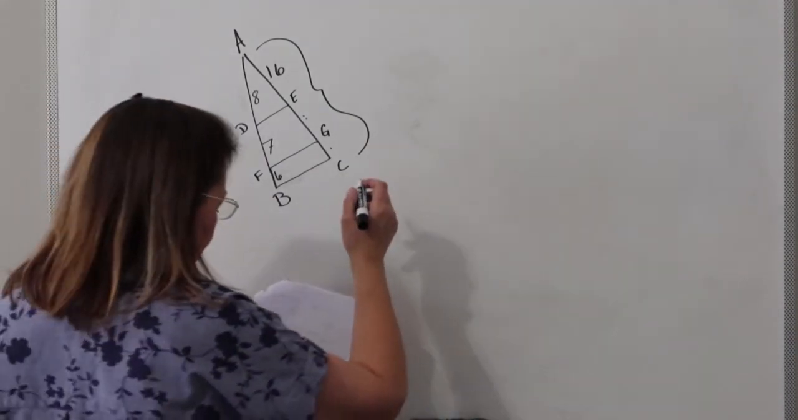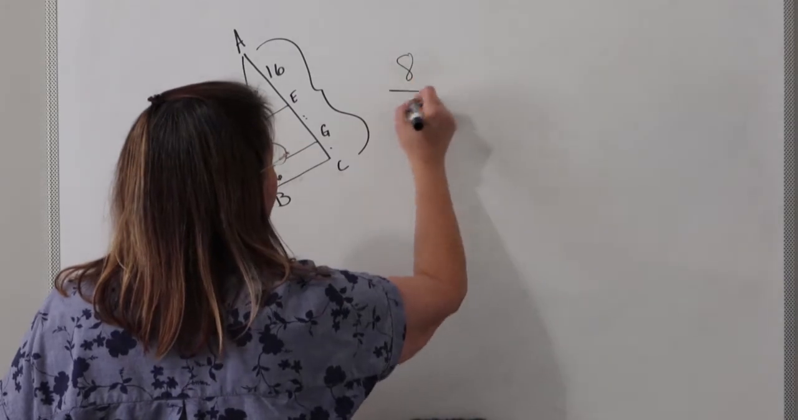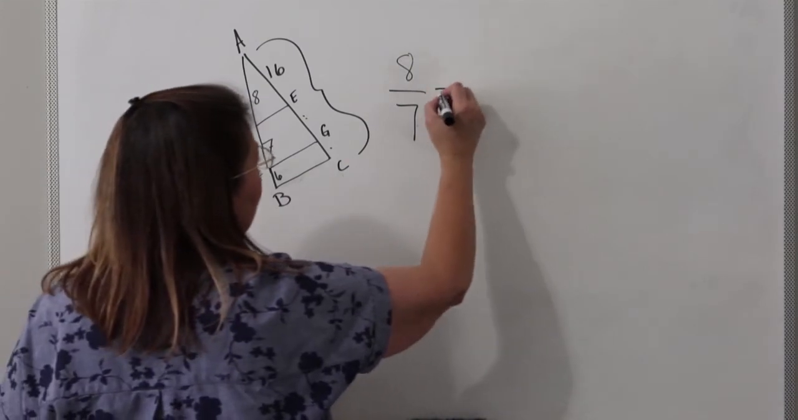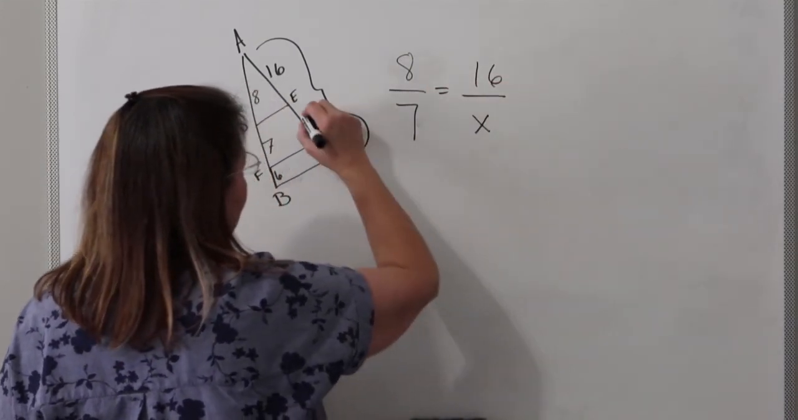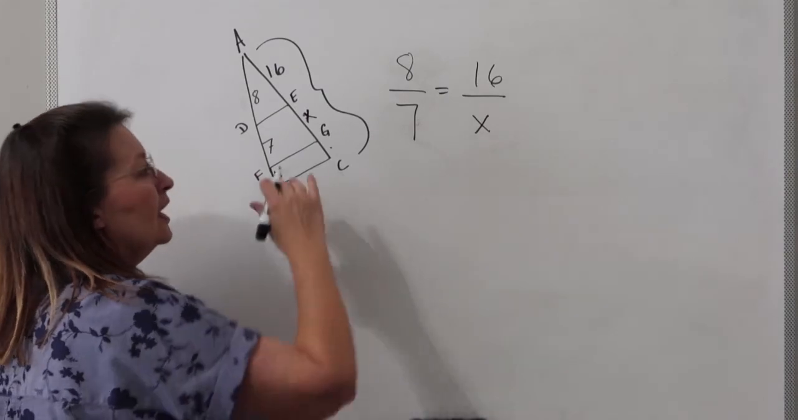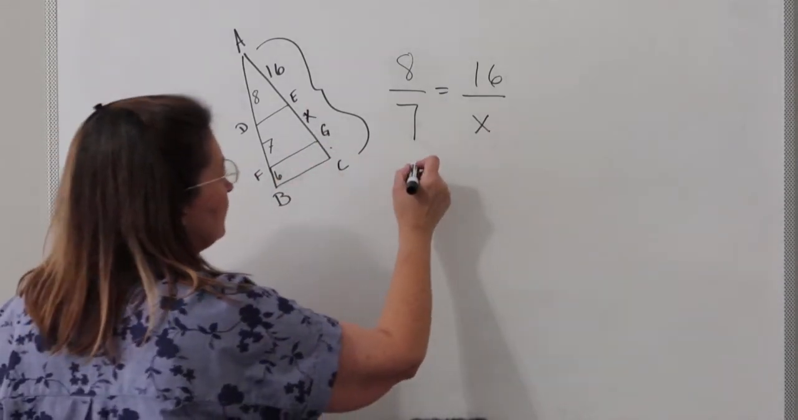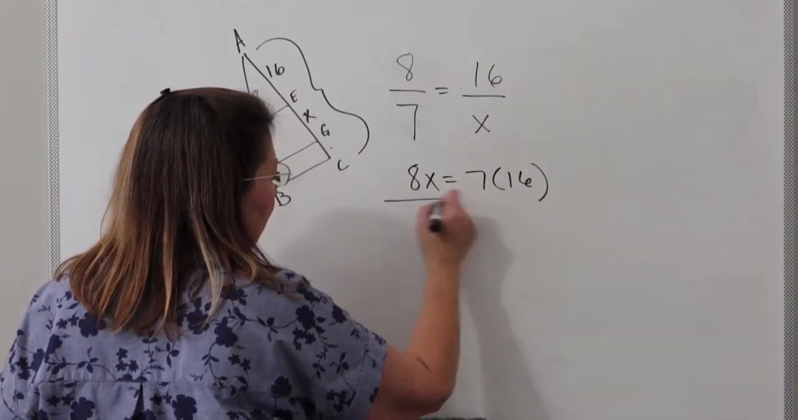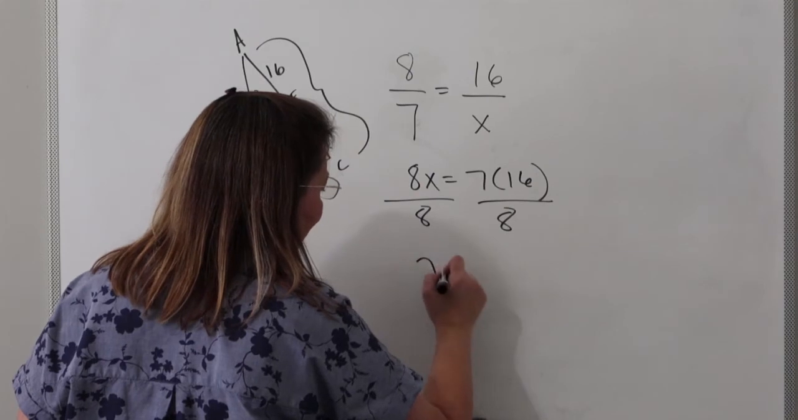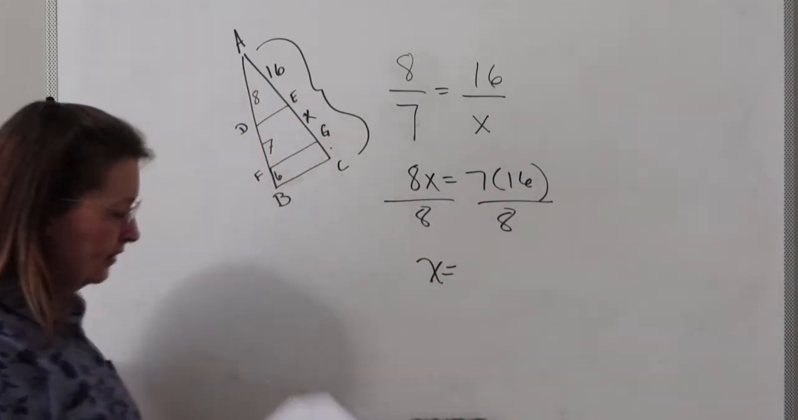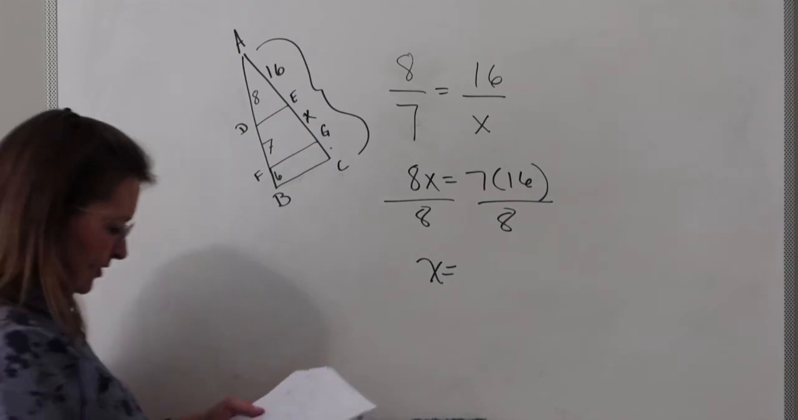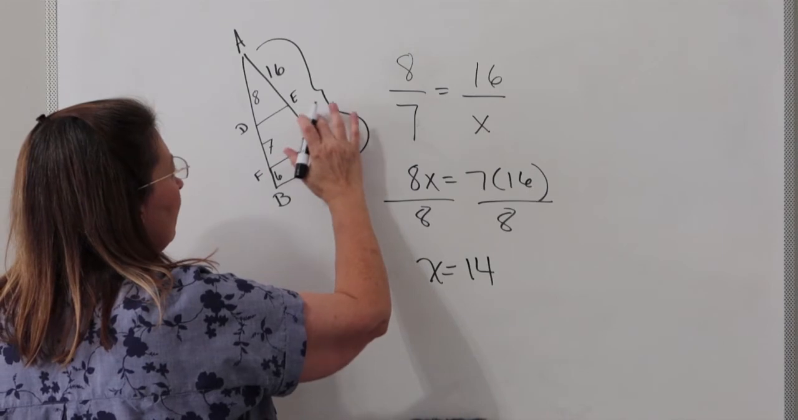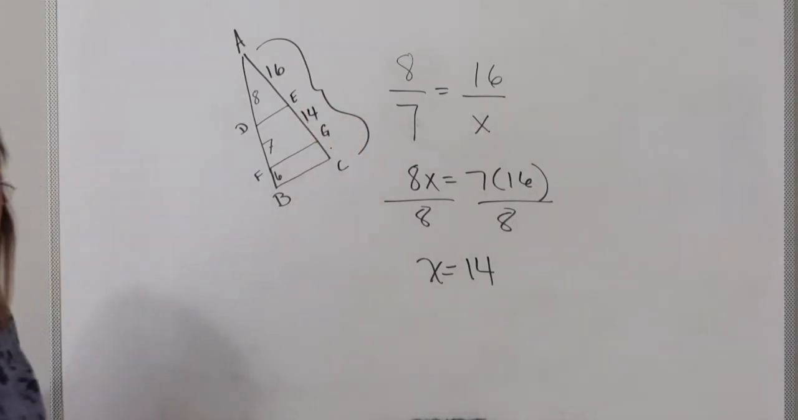So first of all, we can do 8 over 7. So this segment is to this segment, and then we can do 16 over x, and E to G is going to be x. Now we're ready to cross multiply and solve. So 8x is equal to 7 times 16, and then we'll divide both sides by 8. And let me get the calculator out so I don't make a mistake. That's going to give us 14. Okay, so this segment right here is now 14.